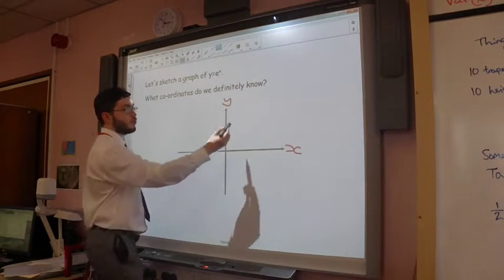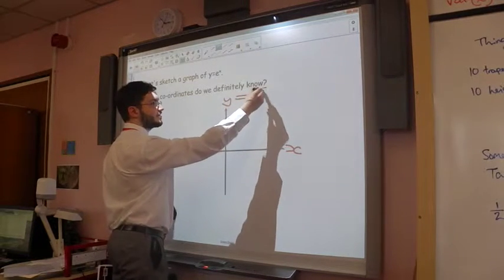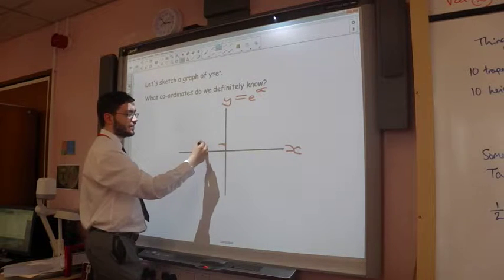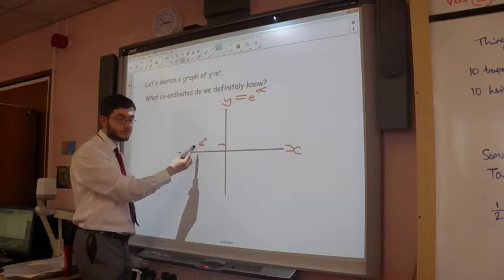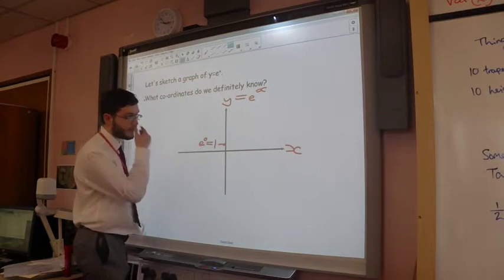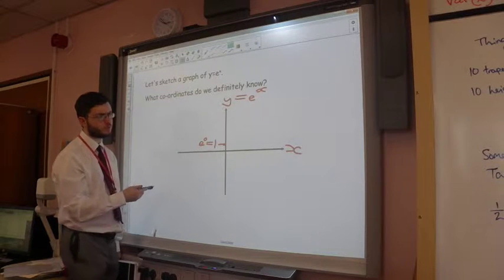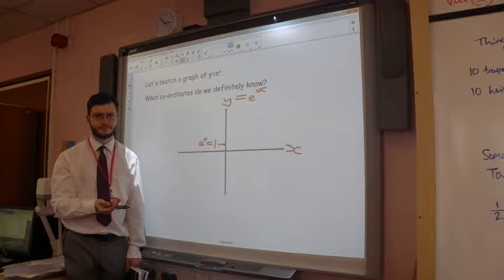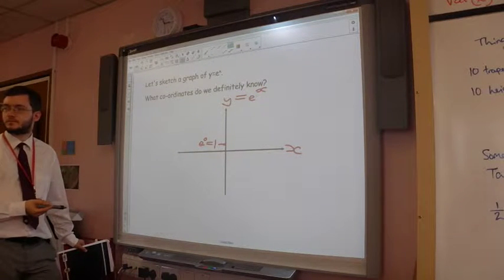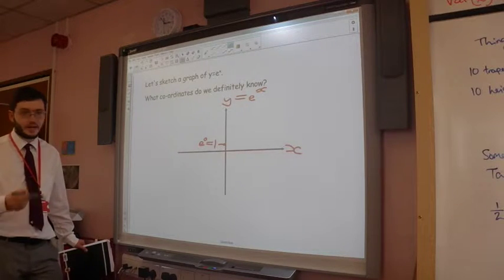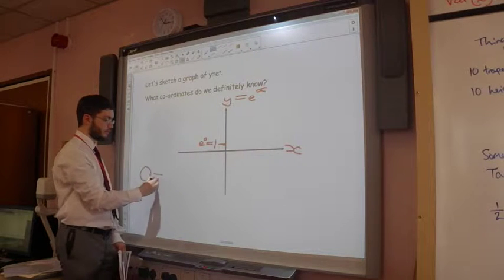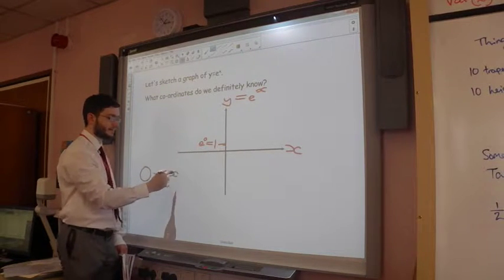Because when y equals e to the x, it intercepts at e to the 0, and any number to the power of 0 equals 1. So it intercepts there. Now, would it ever intercept the x-axis? What do we think? What would that mean? Well, it would intercept the x-axis where y equals 0. So, let's say we set y equals 0. So we've got 0 equals e to the x.